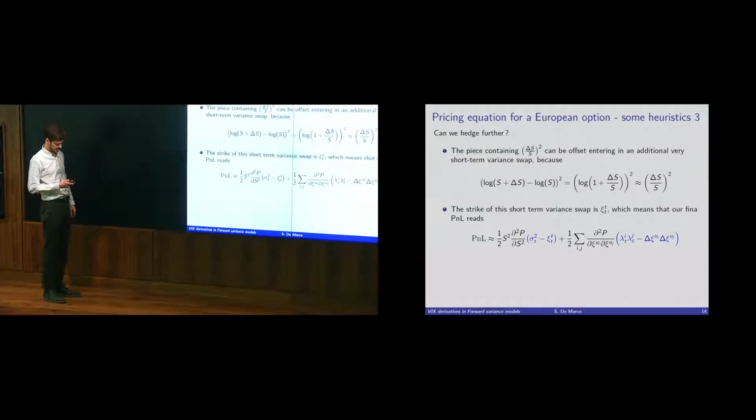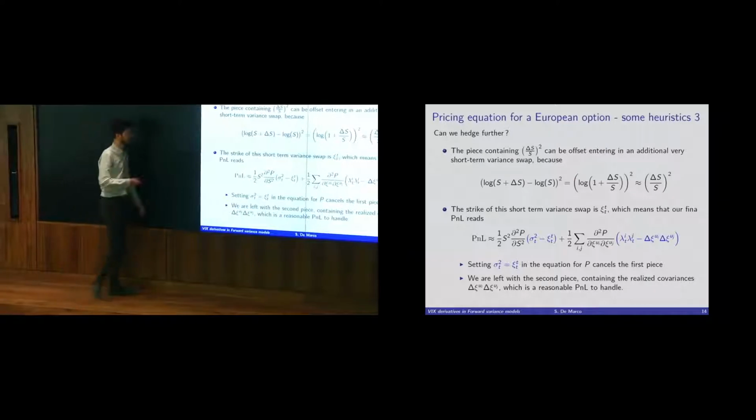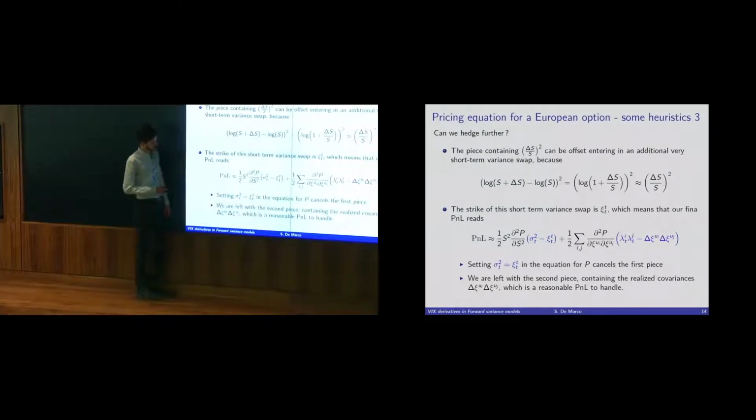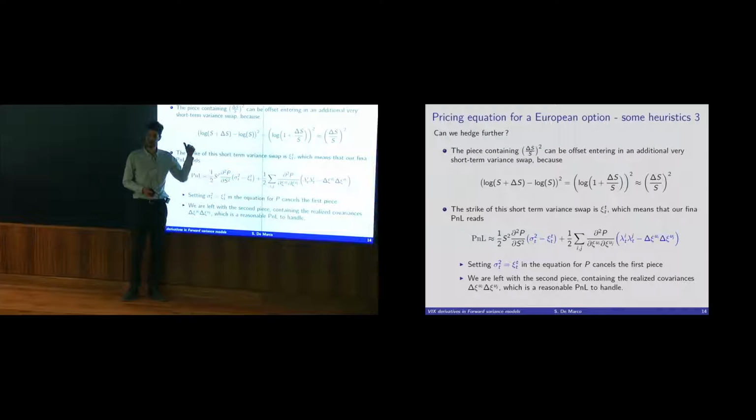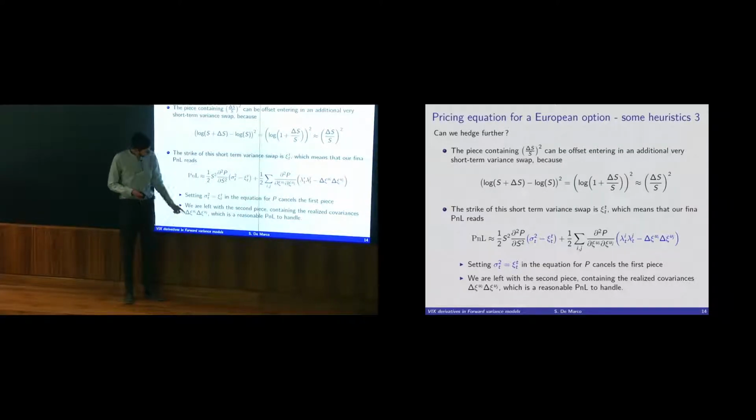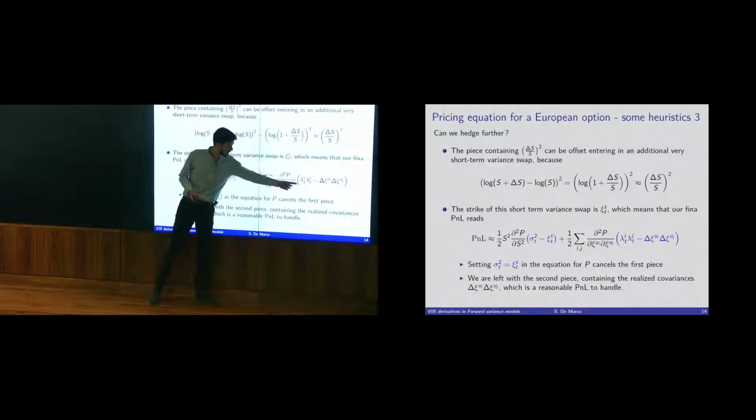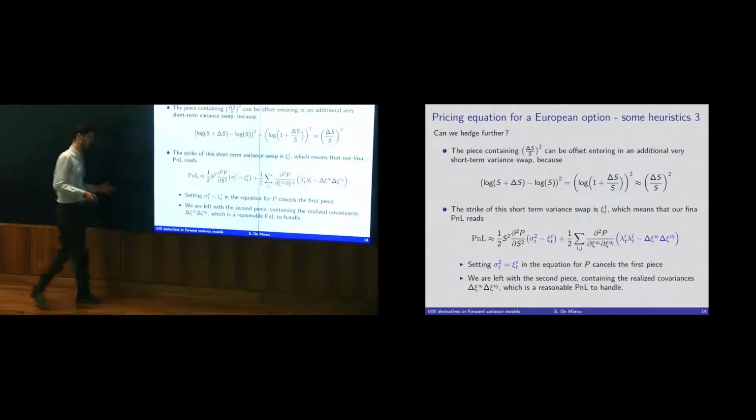It means that if I use as a pricing function a function p that satisfies the equation that I showed you before, where the volatility square of the asset is psi tt, the forward variance of a very short maturity variance swap, then I eliminate the first piece. So I've tried to nail down the control of my PNL of the position to this last bit, which is, as far as I understand, a reasonable PNL that you can handle.